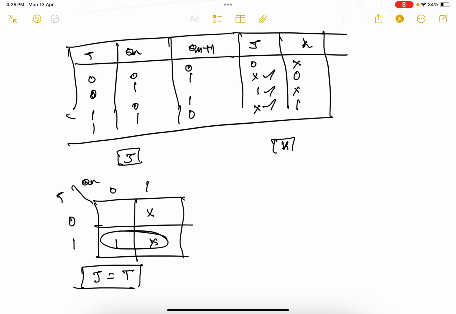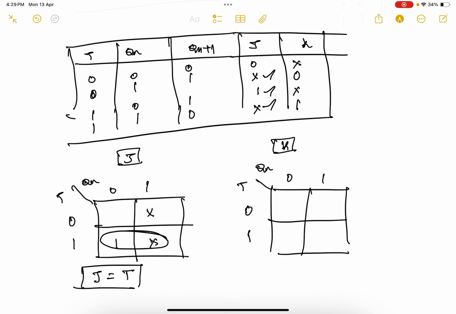And if we talk about K, once again we are expanding this with T and Qn as 0 and 1. Here I have the output in 3 locations: 00 is x, 10 is x, and 11 is 1. So here this will be grouped. So here also your K is nothing but T.